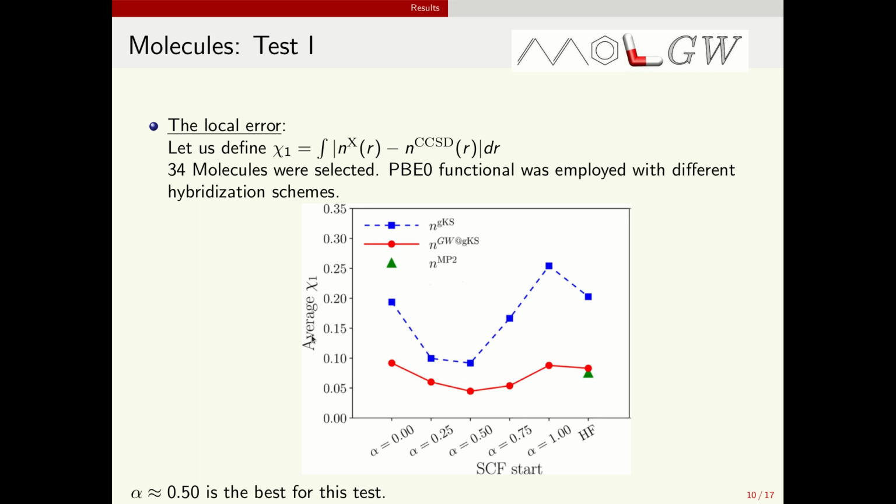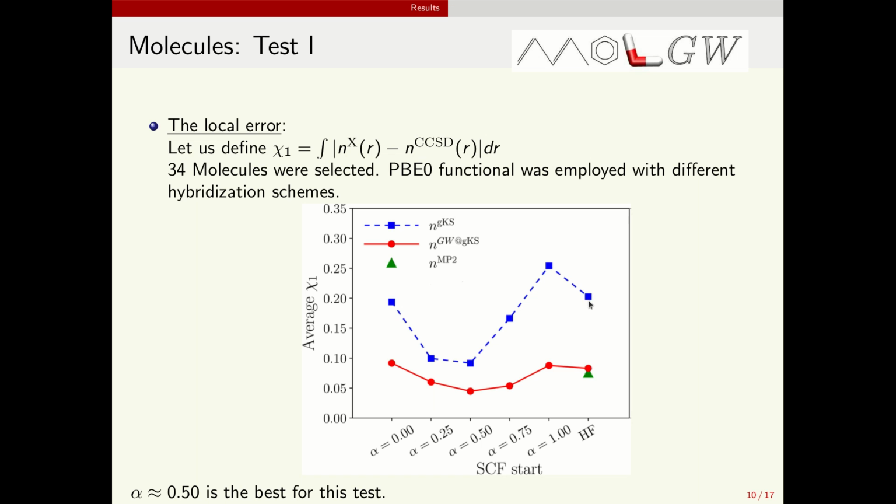Here we have the average value of this local error against different hybridization schemes. As we can see, in blue we have the results obtained for the 1RDM from Kohn-Sham DFT, while in red we have the results obtained with our updated density matrices. Clearly, there is an improvement for any hybridization scheme.